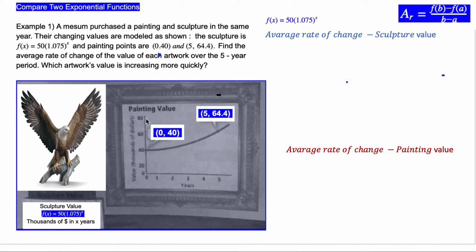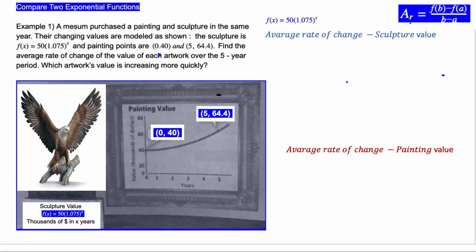The function here on the ordinate signifies dollars in the thousands. F of x is in dollars, but the x-axis is signified with the years. So whatever you see here, 1, 2, 3, 4, 5 means years, and here 20,000, 40,000, 60,000, etc. signifies the dollars. So now let's try to find the average rate of change of the sculpture.